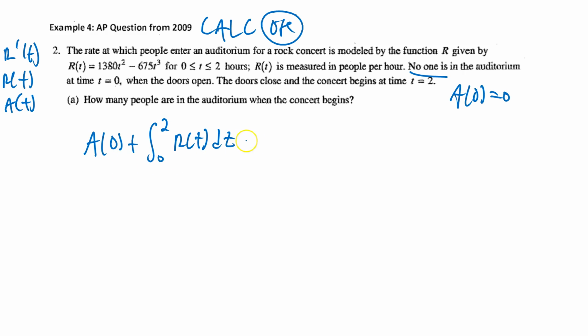Well, A of 0 is 0, so that's nothing. And then I would just grab my calculator and do integral from 0 to 2. I would define this function in my calculator. I would just type this exact thing in, integral 0 to 2 r of t dt. And when I did that in my calculator, I got 980 people. So that's the total number of people that came in because I integrated the rate.